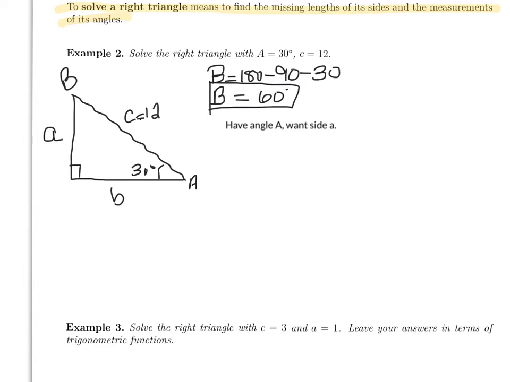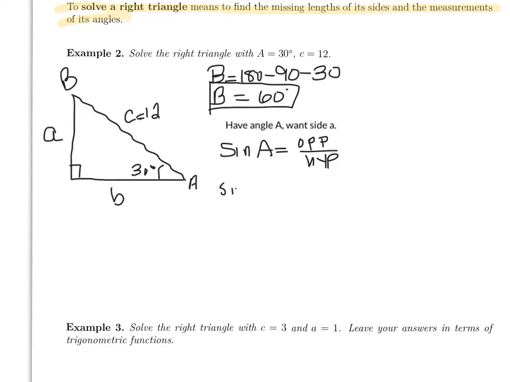So for side little a, that's the opposite side from angle A, and we know the hypotenuse. So if we want opposite and we have hypotenuse, which trig function connects opposite and hypotenuse? The sine function, right? So sine of angle A is opposite over hypotenuse. So figuring out which trig function to use is all about what information you have, but also what information you are trying to find.